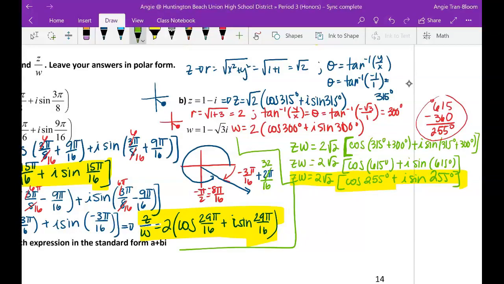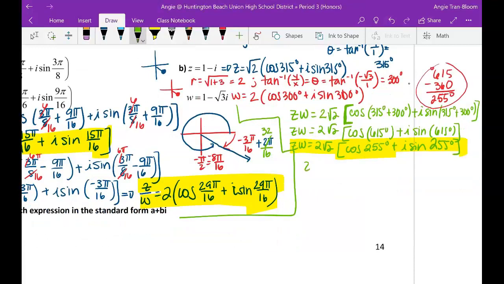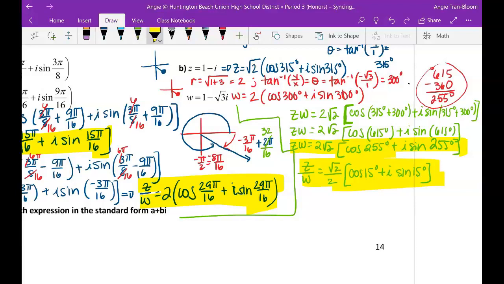Now let's do division. So z divided by w equals, z has a radius of radical 2, w has a radius of 2. I will now subtract the angles. So cosine of 315 take away 300 is now just cosine of 15 degrees. If you have cosine of 15 degrees there, you will also have sine of 15 degrees here. And I am done with my division problem. Now, if this is going too fast, please do pause it.